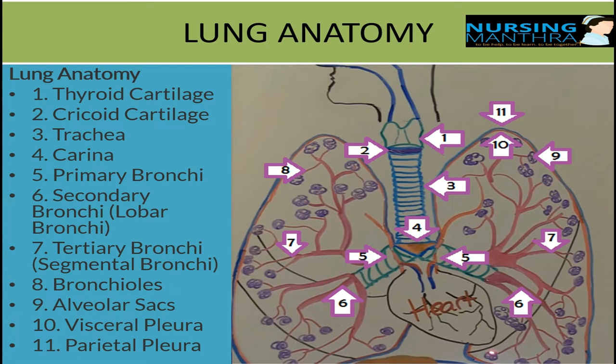So we have the upper respiratory tract and the lower respiratory tract. In the upper respiratory tract, we have the nose, sinus, pharynx, larynx, and epiglottis. And in the lower respiratory tract, we have the trachea, then the main stem bronchi, the bronchioles, then the alveoli. All these, then the lungs and the accessory muscles of respiration, will be coming for this anatomy.